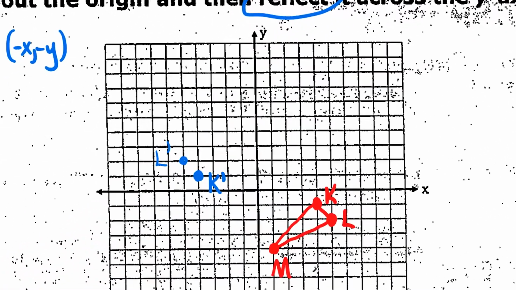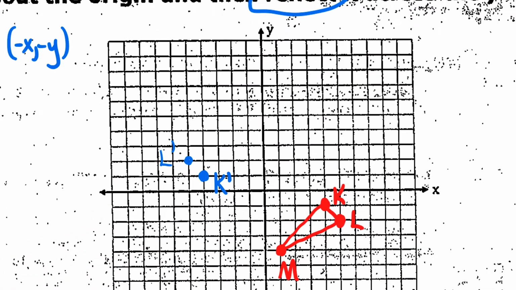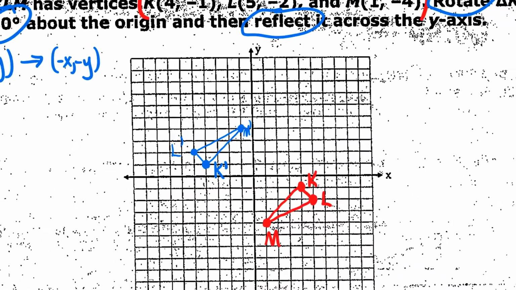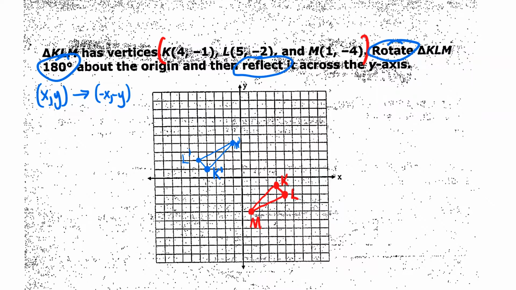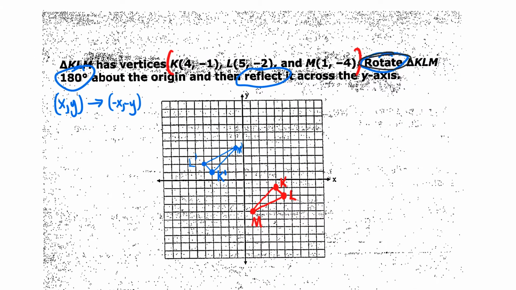And then M is at 1, -4. If I change the signs, where's that going to be? -1, 4. So -1, 1, 2, 3, 4. There's M prime. Looks like that. So that's the first one. We did the rotation. Now what's the second one?